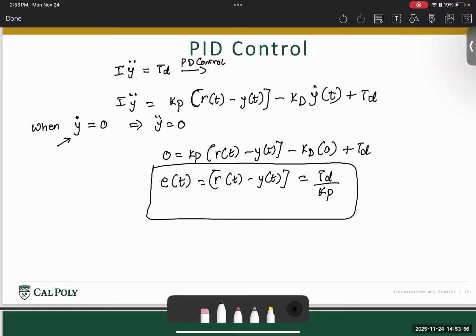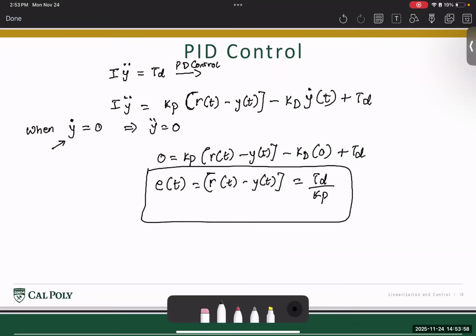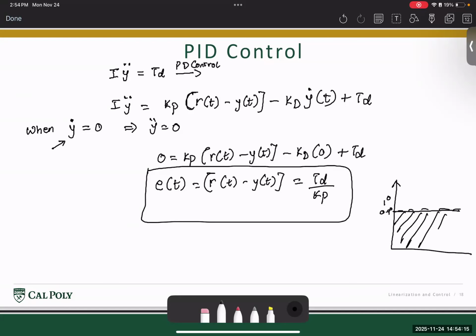Or in other words, you desire a response of say 1 degree, and your system has now settled somewhere based on the control. It is settled somewhere, instead of 1 degree, let's say settled at 0.9 degree. Then you basically have this amount of error always present in your system, never leaving.